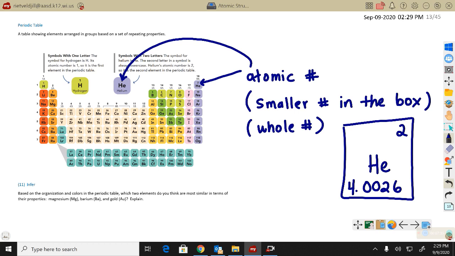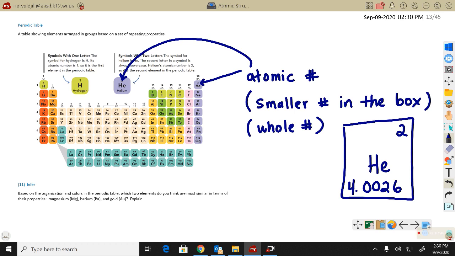Now, depending on what periodic table you look at, sometimes the atomic number is on the top, sometimes it's on the bottom. It could be in a corner. That changes depending on the periodic table you're looking at. But the atomic number will always be the smaller number in the box, and it will always be a whole number. Whereas the other number is bigger, and it always has some decimal spots to it. And we'll deal with that number later on. Now we're just looking at the atomic number.